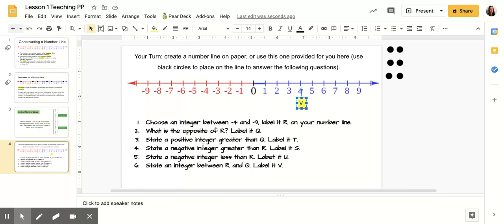Number 3, it says to state a positive integer that's greater than Q, whatever your Q was, you'll label that T. Number 4, state a negative integer greater than R, label that S. Number 5, state a negative integer less than R and label it U. And the last one, state an integer between R and Q and label it V. So I'm going to have you work through those 6 questions, and then we'll come back together and talk about what our answers were.